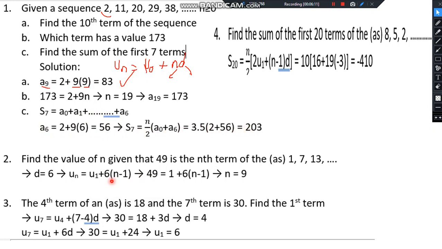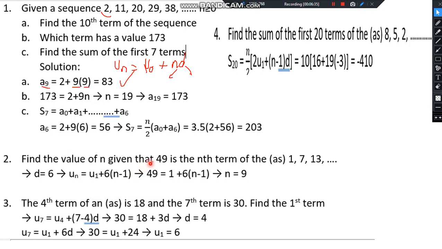Another example of arithmetical sequence. Find the value of n given that 49 is the nth term of this arithmetical sequence. Since they said this is arithmetical sequence, as you can see, 7 minus 1 equals 13 minus 7, which is 6. So un, they didn't mention the first term. You can put it as you like: u1 plus 6 into n minus 1.